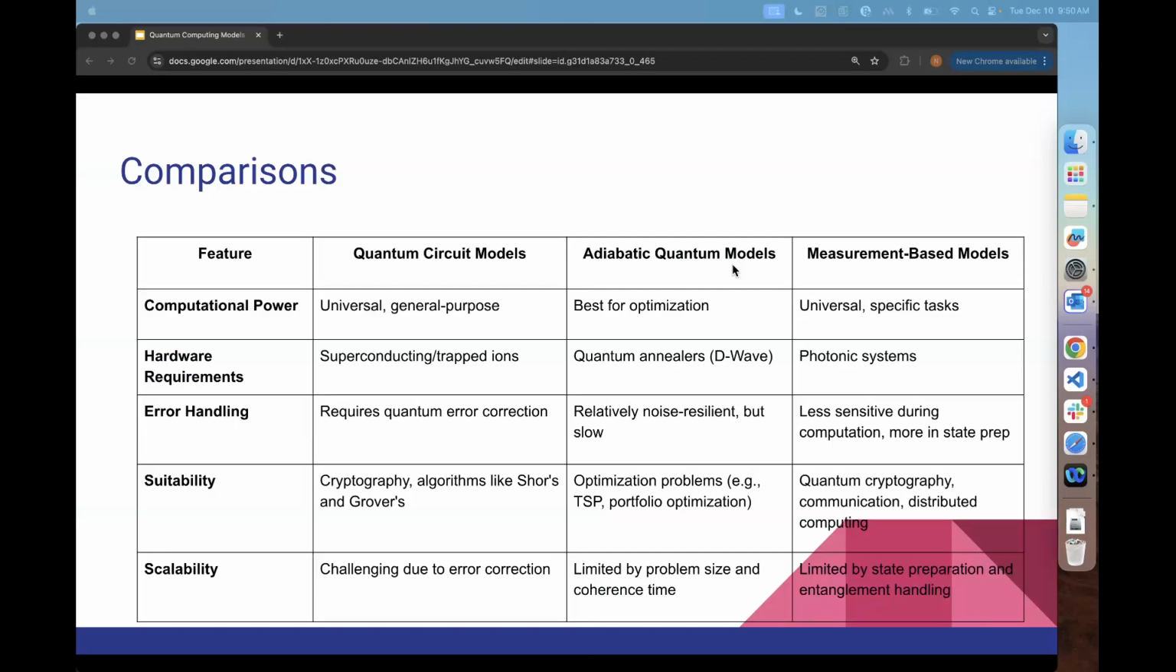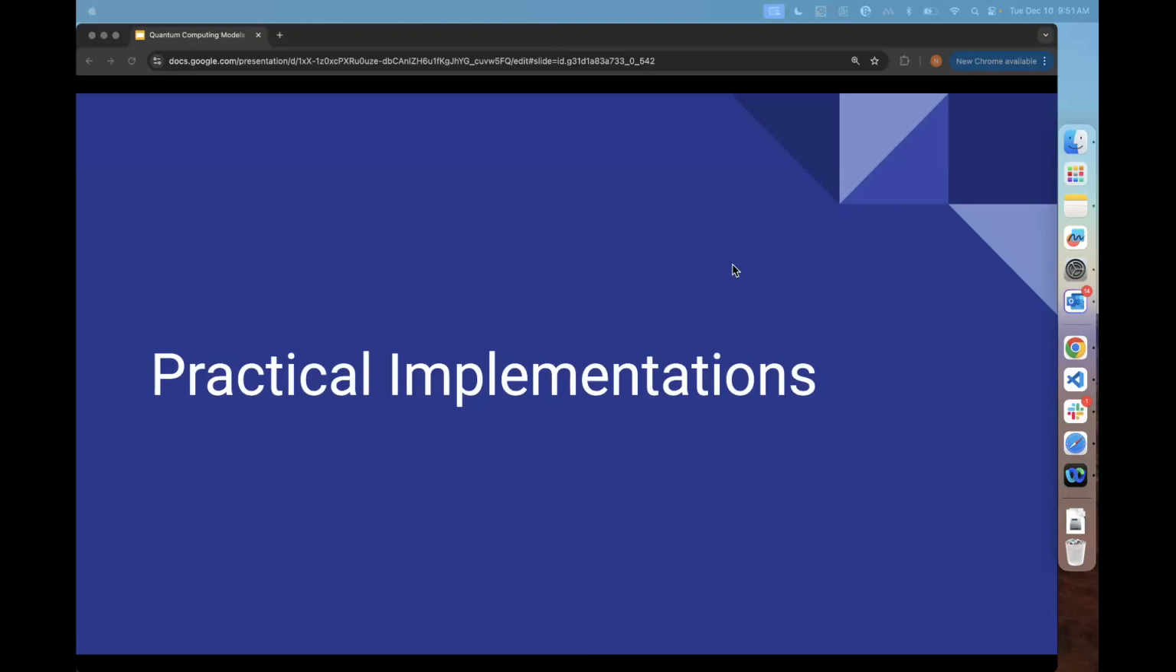This is where you have to design the state of clusters, how each of these clusters are entangled, and also how these measurements are initiated. So let's take a look at some practical implementations.